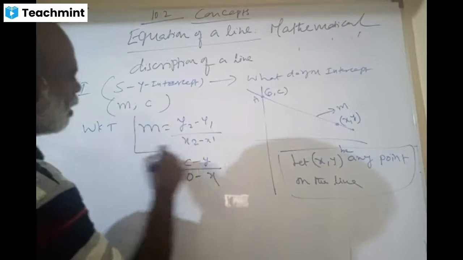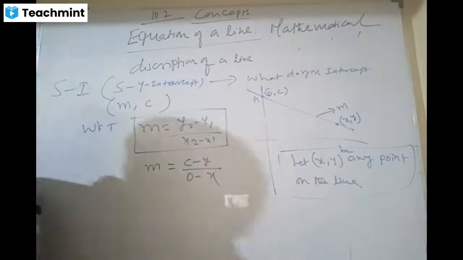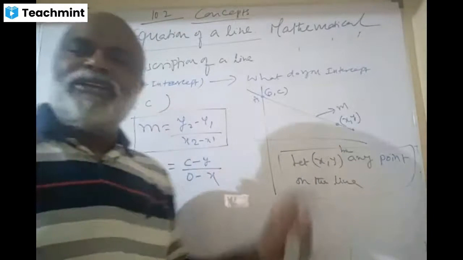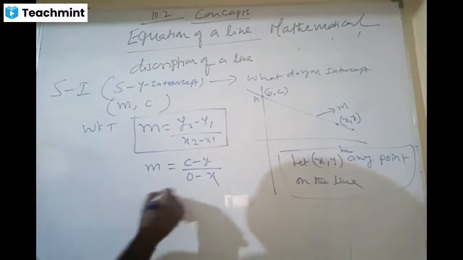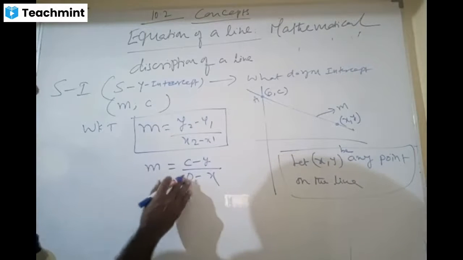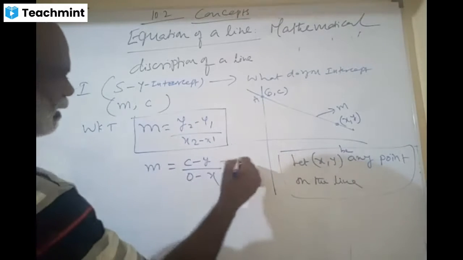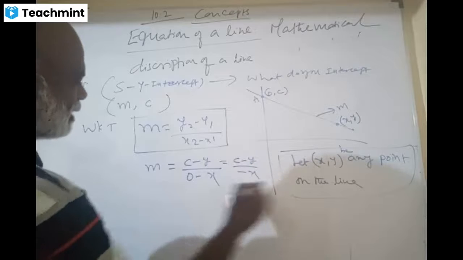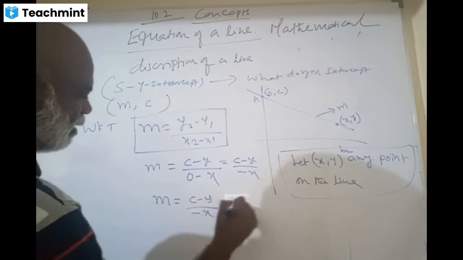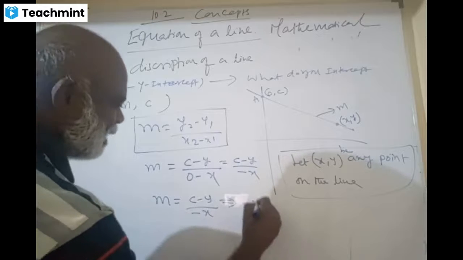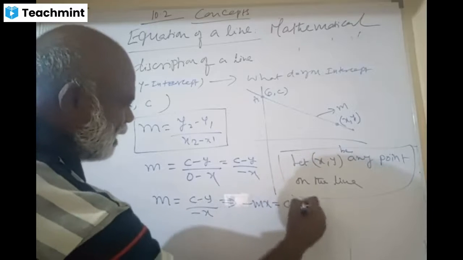This is the core definition on which every equation depends. Every equation, you can derive it. Now you cross multiply it. 0 into m is 0, minus x is minus x. c minus y by minus x. So m equal to c minus y by minus x, which implies minus mx equals c minus y.